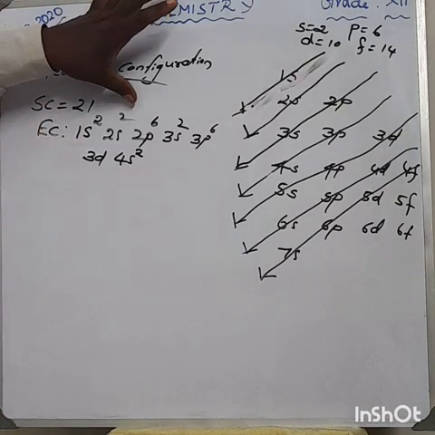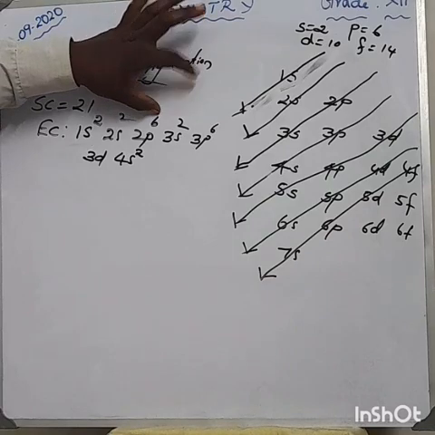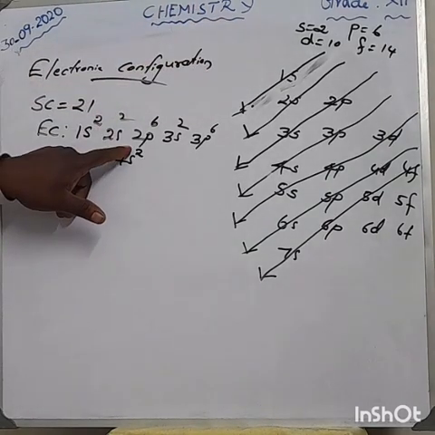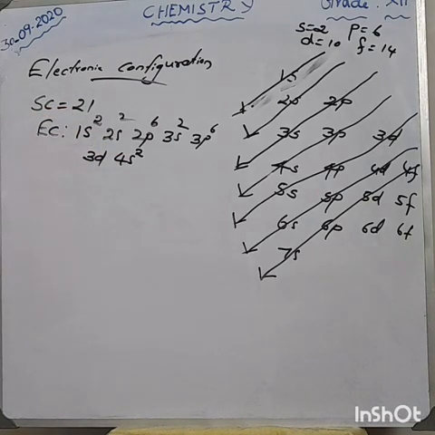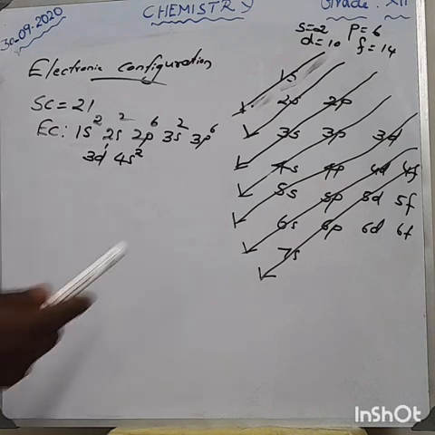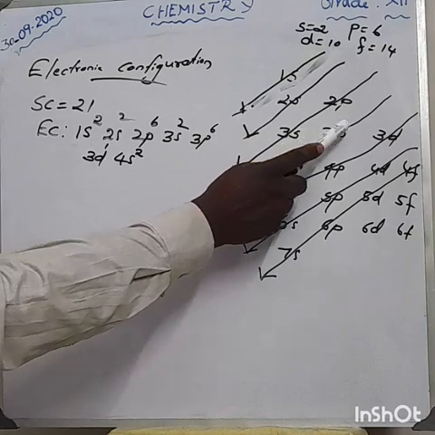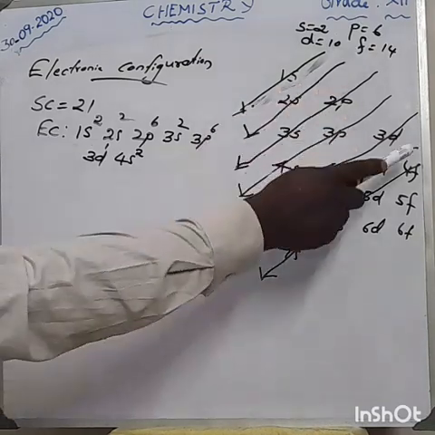2, 4, 10, 10 plus 2, 12, 18, 20. Scandium has atomic number 21. So 3d1, 4s2. Clear? Can you write it out? As per this order, you should write 1s2, 2s2, 2p6, 3s2, 3p6, 4s2. Then only you should write 3d.